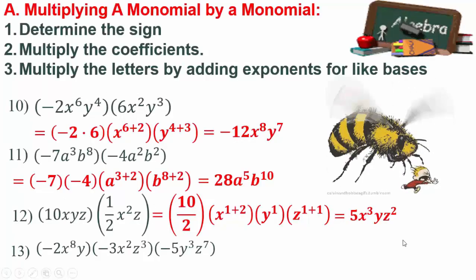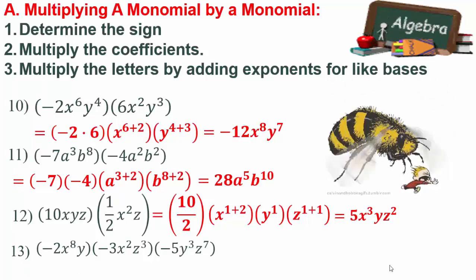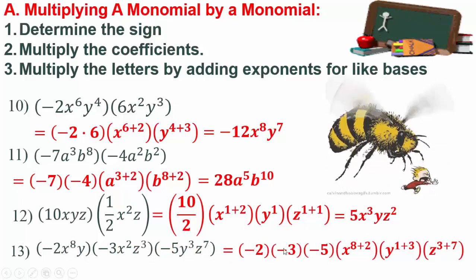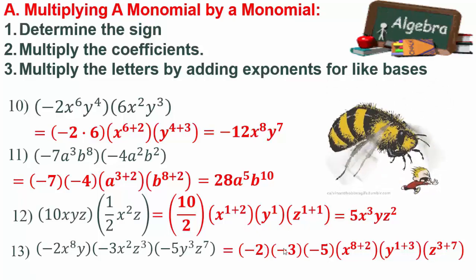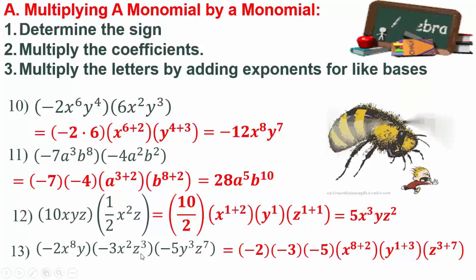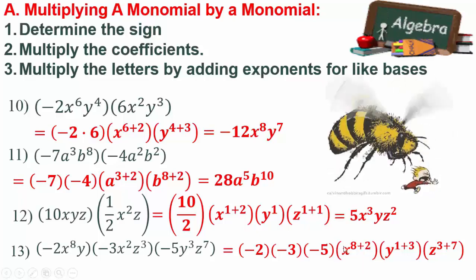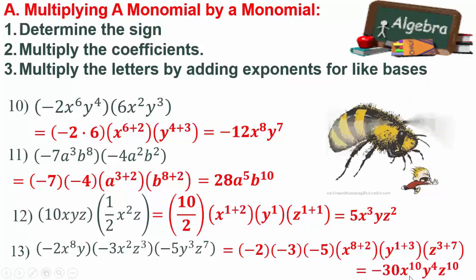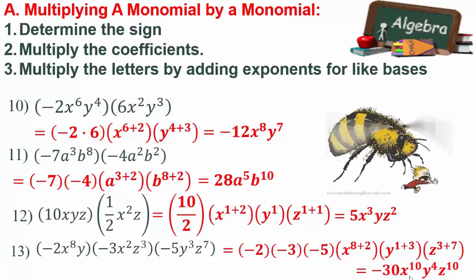In reviewing what we just did on the whiteboard in number 13, as you see, we have the coefficients, so I gathered them up into coefficients, and a negative times a negative makes a positive, but then multiplied by another negative will make a negative. And then I took my x's and gathered up my x's and added the exponents, my y's and added the exponents, and my z's and added the exponents. I get as my final answer negative 30, x to the 10th, y to the 4th, z to the 10th.